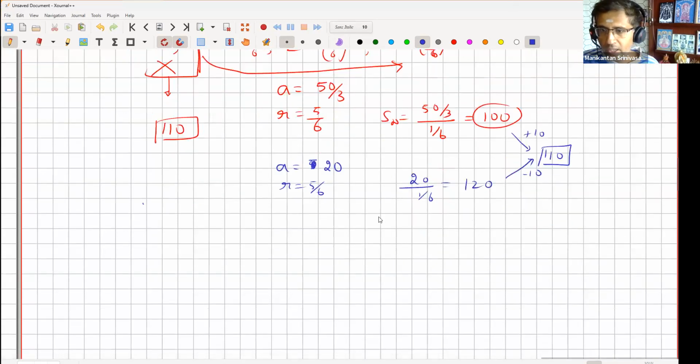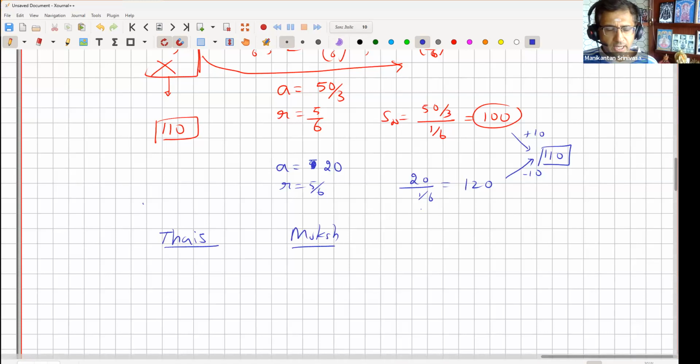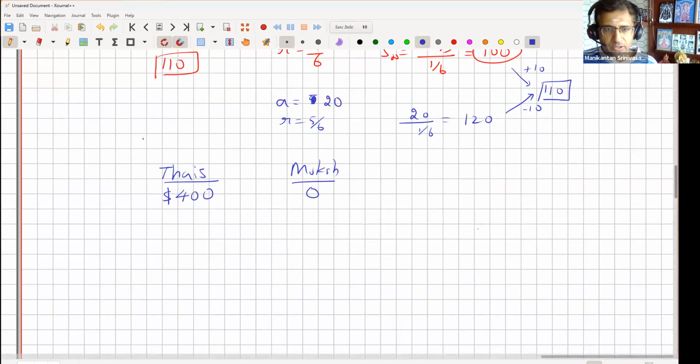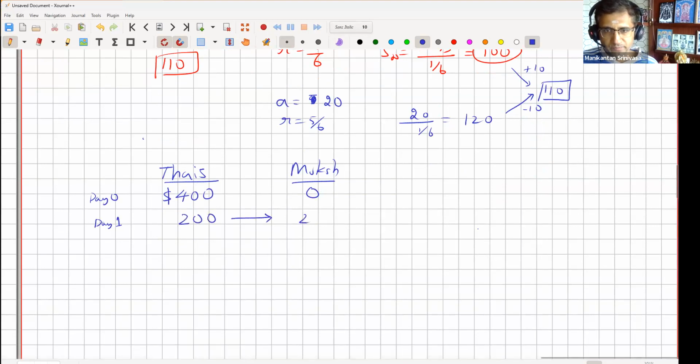Okay, one more problem in geometric progression. Let's pick 2 people here. I'll say Thais and Moksh. Initially Thais has some, let's say $400 with her, and Moksh has nothing. They play a game. So this is day 0. On day 1, Thais will give half of what she has to Moksh.